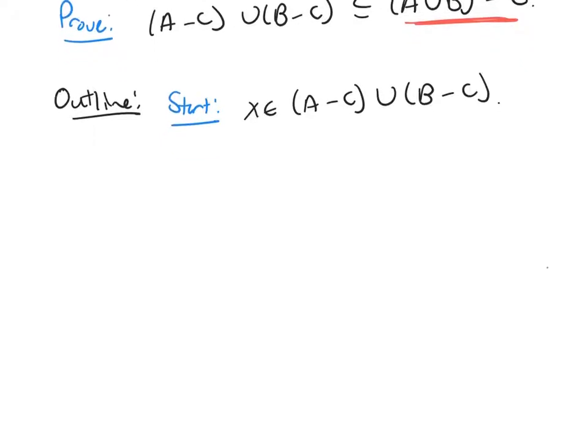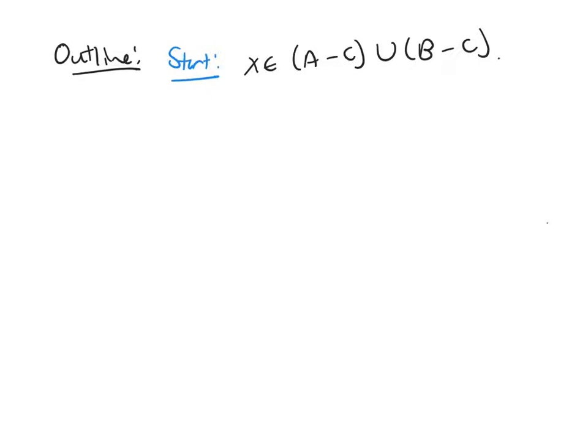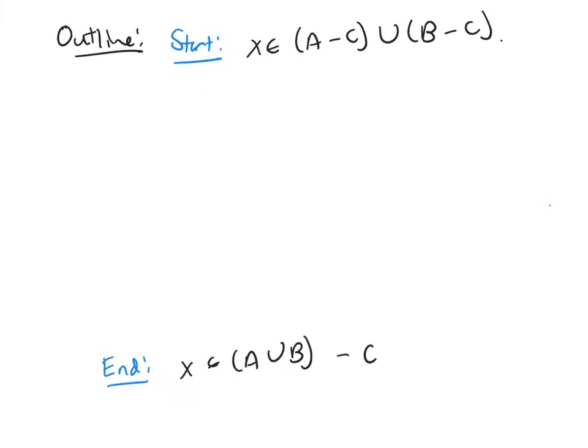So let me leave some space. The end of my proof needs to be that X is in A union B minus C. So let's work a little bit backwards here at the end. What does it mean to be an element of A union B minus C? You need to show that X is in A union B and X is not in C.